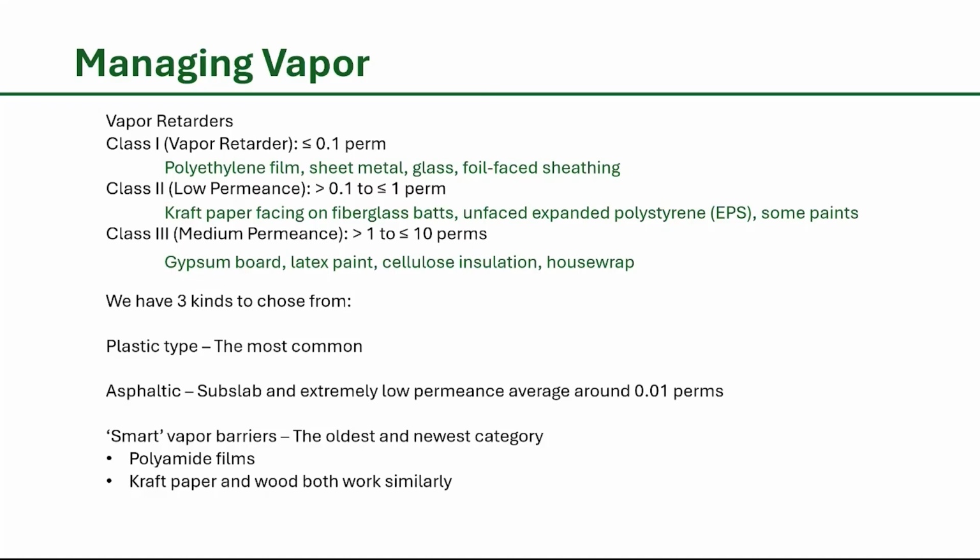We have the plastic type, which is the most common, and we have the asphaltic type. That was actually the original sub-slab vapor retarder, an asphaltic board brought forth in the late 1940s. It has extremely low permeance, averaging 10 times, an order of magnitude, less permeance for water vapor than the plastic. And the plastic is pretty non-permeable. And then we have the smart vapor retarders. Those are the oldest and newest category. They're the polyamide films. They're also kraft paper and wood, which both work very similarly.